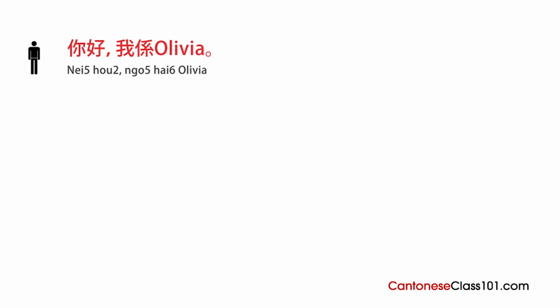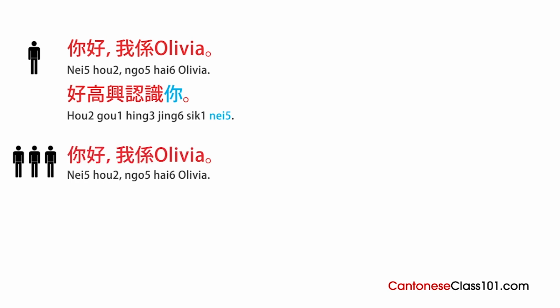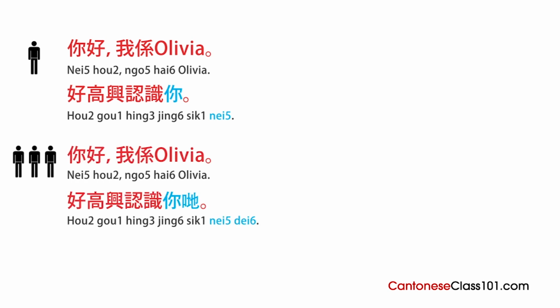One more time. To introduce yourself to one person in Cantonese is 你好，我係 Olivia. 好高興認識你. To introduce yourself to more than one person is 你好，我係 Olivia. 好高興認識你哋.